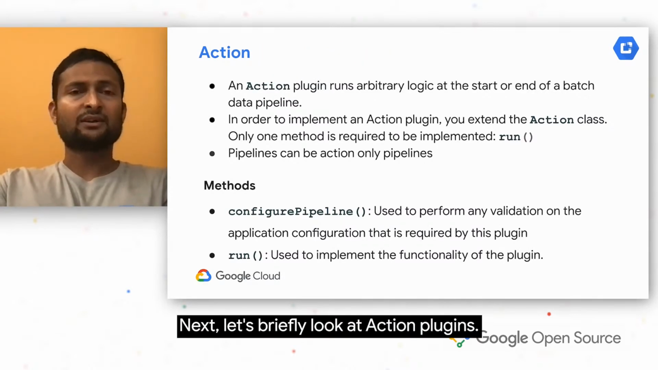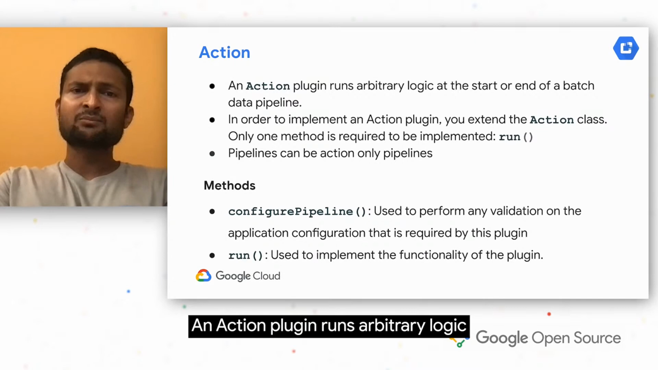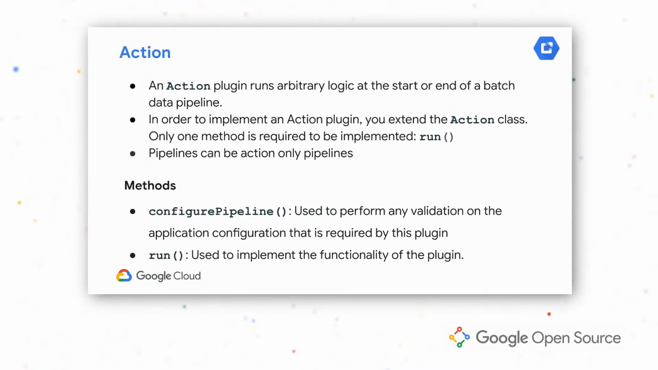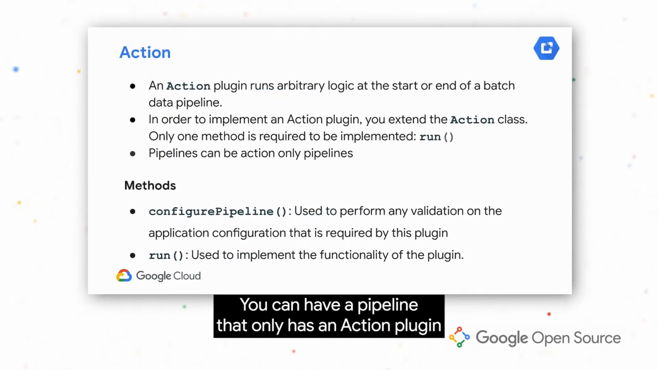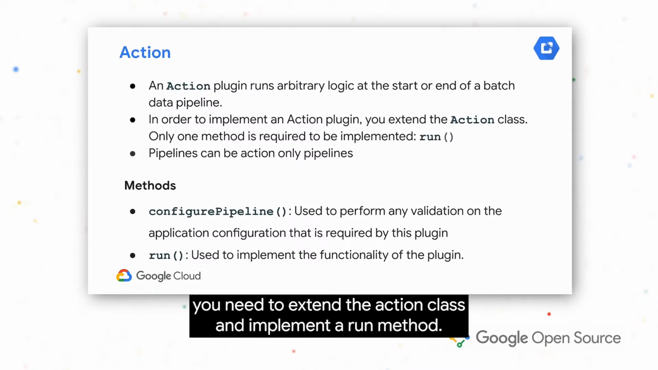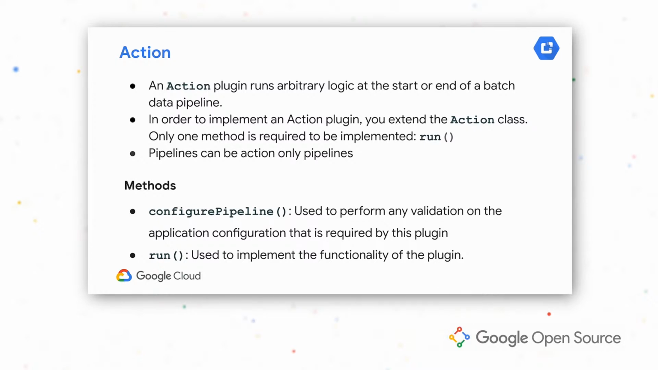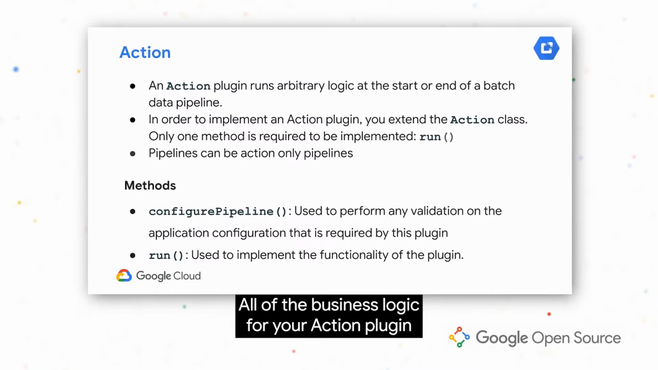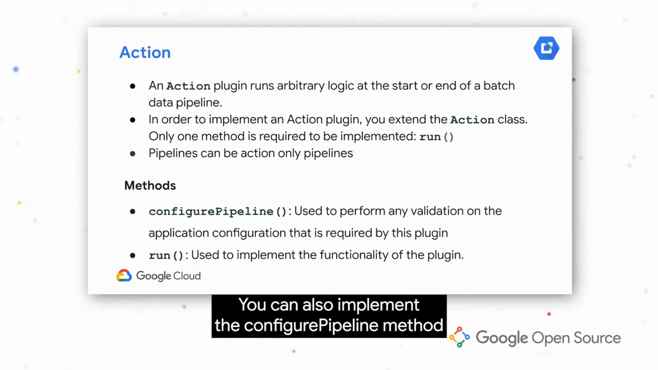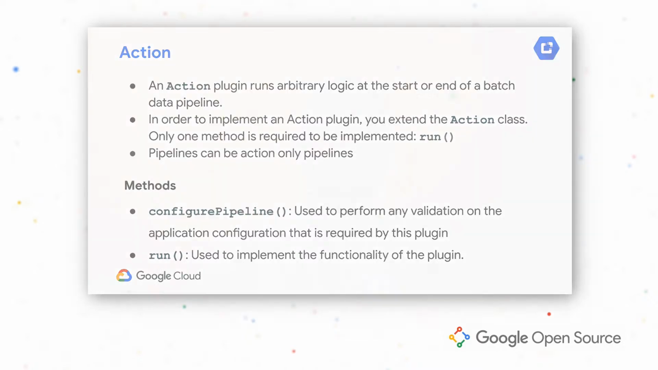Next, let's briefly look at action plugins. An action plugin runs arbitrary logic at the start or end of a batch pipeline. You can have a pipeline that only has an action plugin and no sources or sinks. To implement an action plugin, you'd need to extend the action class and implement a run method. All of the business logic for your action plugin would live inside this run method. You can also implement the configure pipeline method where you'd add validation for your action configuration.